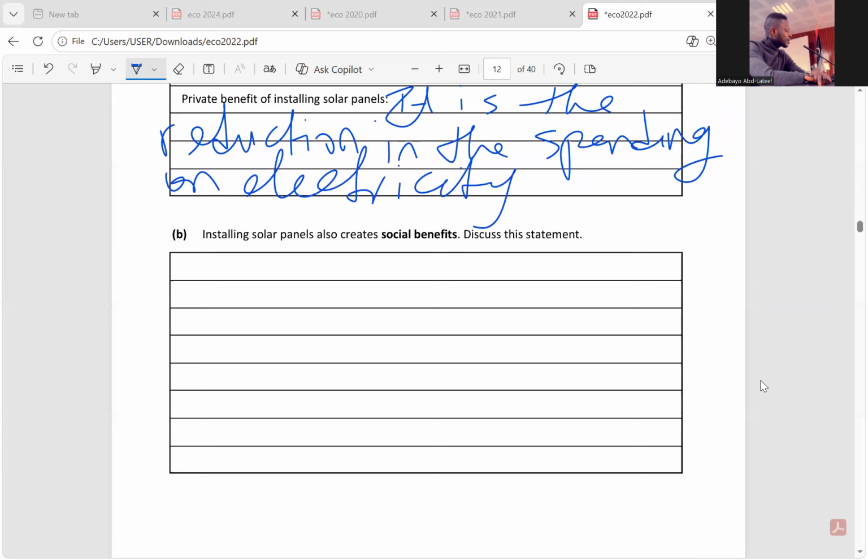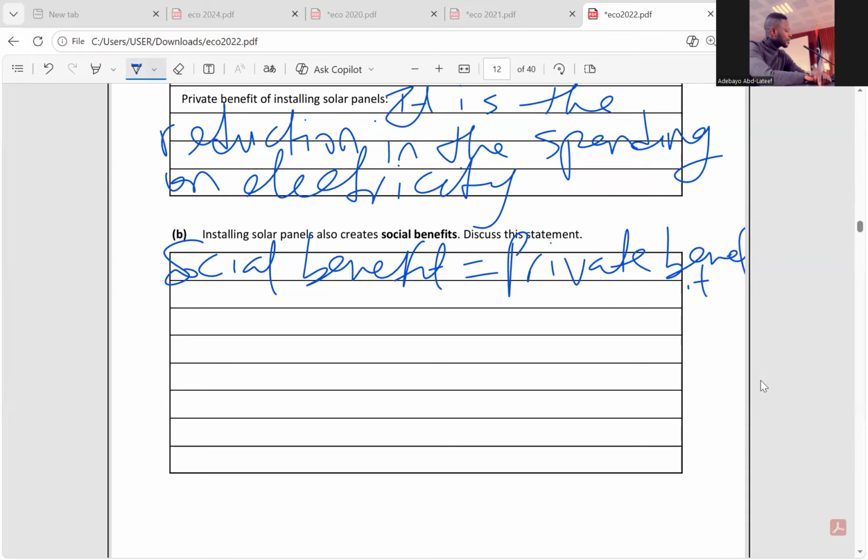Installing solar panels also creates social benefits. Discuss this statement. Social benefit first. Social benefit equals private benefit plus external benefit.